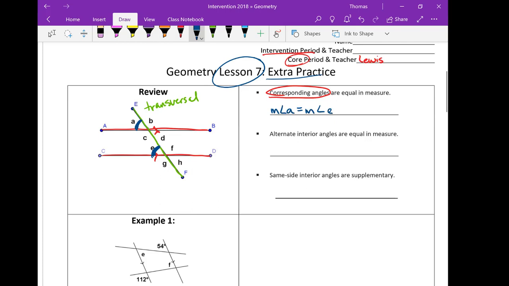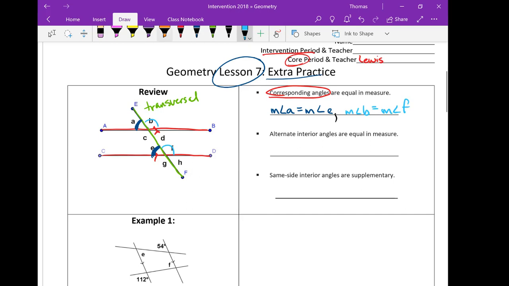So that's one equation. We should be able to write quite a few more because I see other pairs that are also corresponding. So next I would say top right, we'll do angle B and angle F. They're corresponding because they're both in the top right of these intersections. So another equation we could write, in the same color, is the measure of angle B is equal to the measure of angle F.